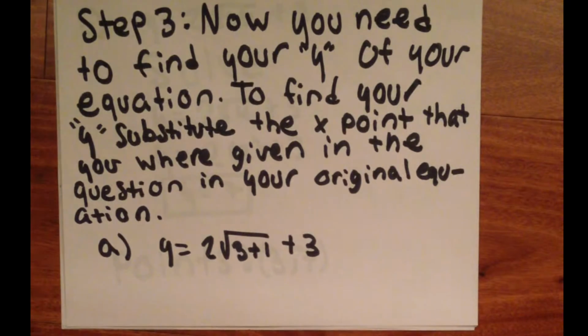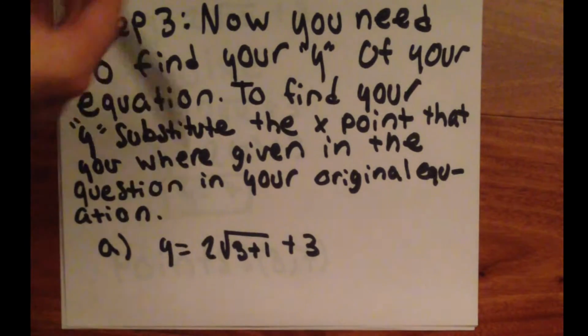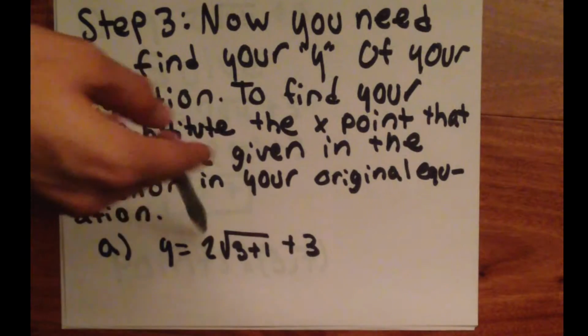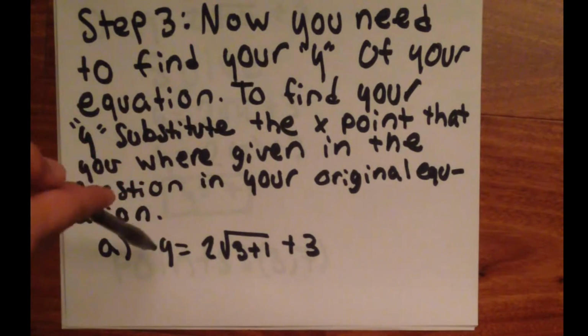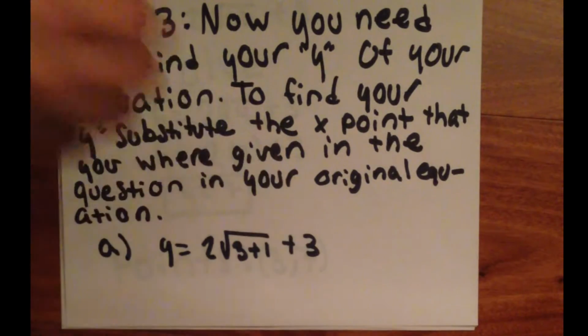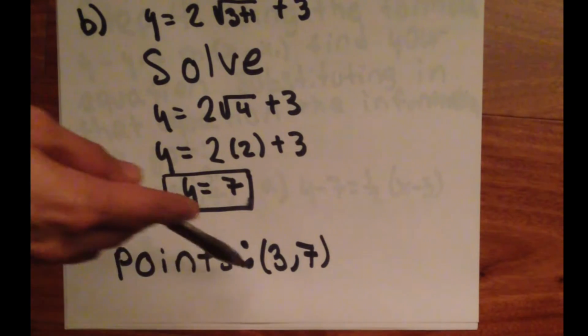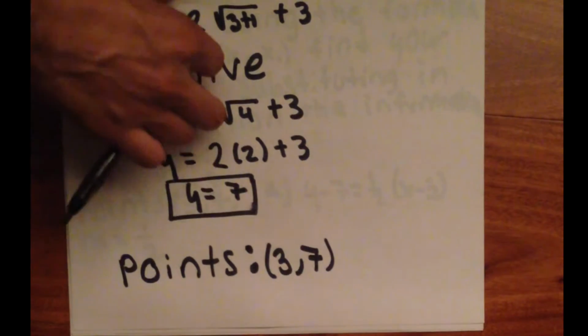Now you need to find the y of your point. The way to do this is to substitute into the original equation. In the x, you need to put the value that you were given. So the value they gave me was 3. This is my original equation already substituted. So I had y equals 2 square root of (3 plus 1) plus 3. Next, I just need to solve it. And my point would be (3, 7).